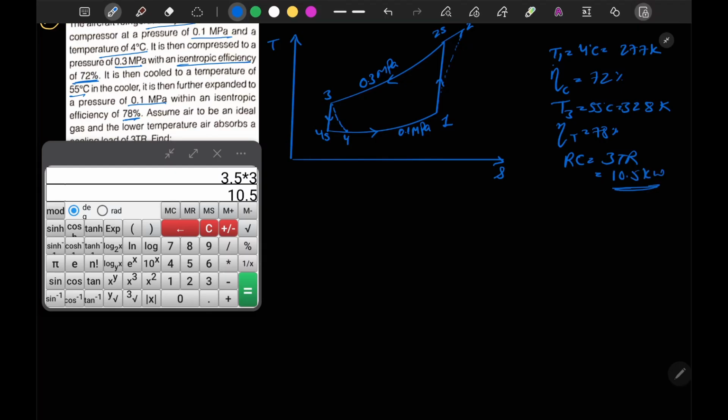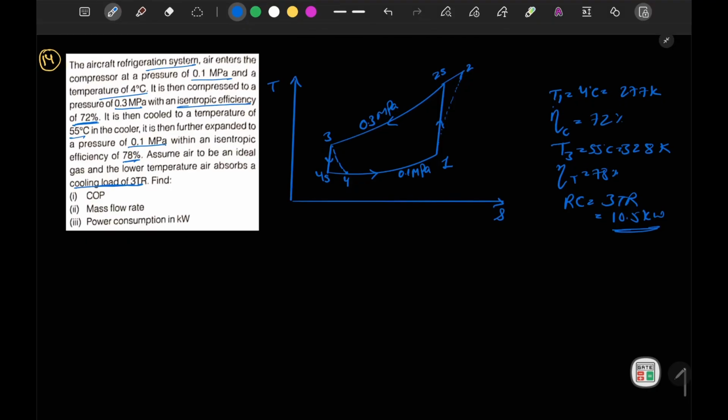Now using these values we will first calculate COP. COP is refrigeration effect upon work input, and for work input I need temperatures T2 and T1. T1 is given, T2 we have to find, T3 is given, T4 we have to calculate. Before that, we have the value of the isentropic efficiency of the compressor, given as T2s minus T1 upon T2 minus T1. T1 we know, T2 we have to calculate.